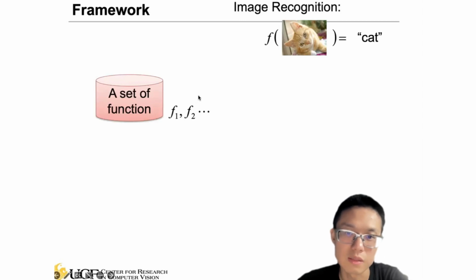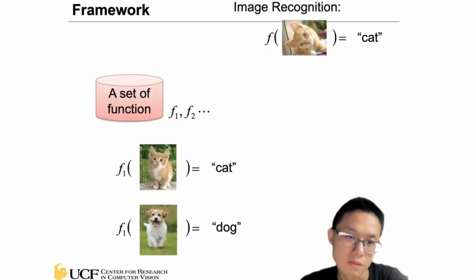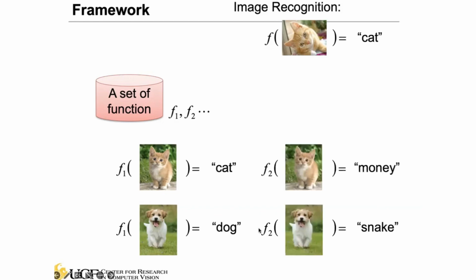Typically, we can think of a lot of functions. A function has a couple of parameters. You can change the parameters, and the function will give you different output. Let's say I have a couple of functions here. F1 is one function, and if you use that, it will output this image as a cat, this image as a dog. If I take another function, F2, it will also give you output, but possibly a different set of output. Here it gives you, this is a monkey, and this is a snake.